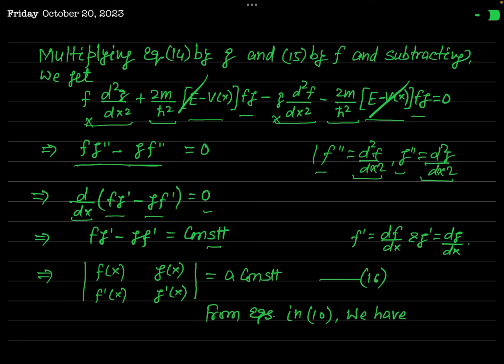You will see that d dx operated on f g dashed minus g f dashed will be ultimately equal to f g double dashed minus g f double dashed. But you know, if the derivative of a function is 0, that function is a constant. So you can see that f g dashed minus g f dashed definitely will be a constant. And if you want to write this in determinant form, this is the determinant of f of x, g of x, f dashed of x, g dashed of x, and that will be equal to a constant.